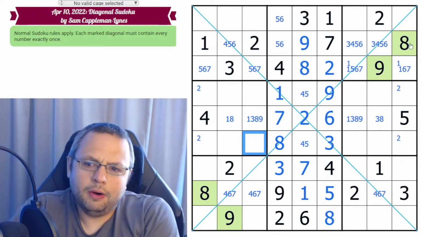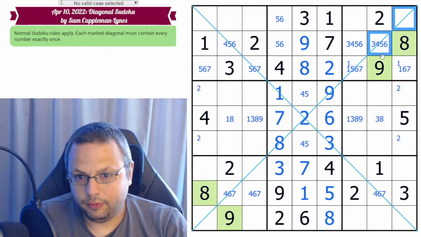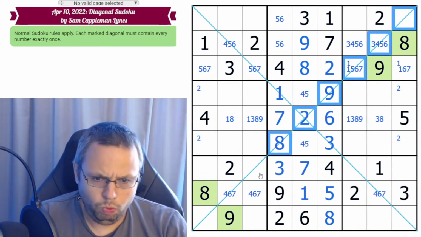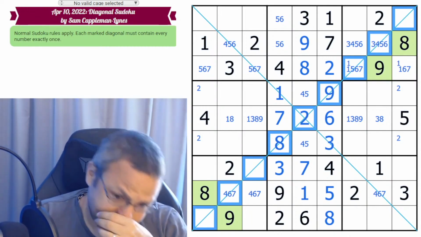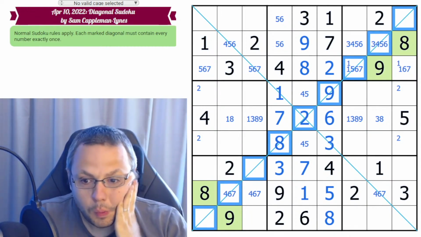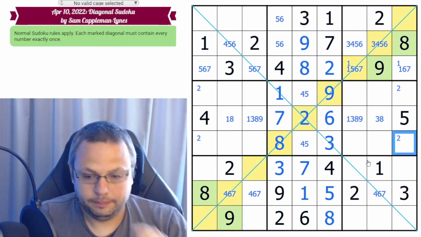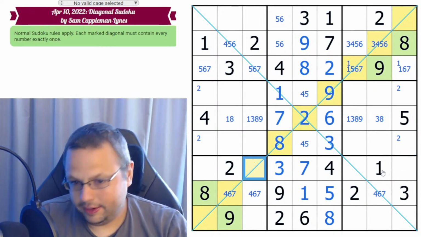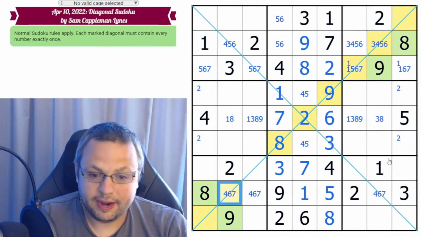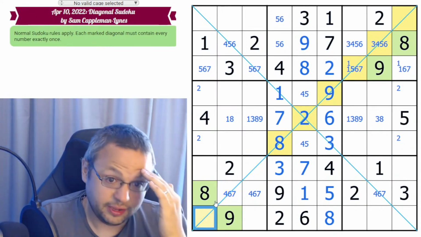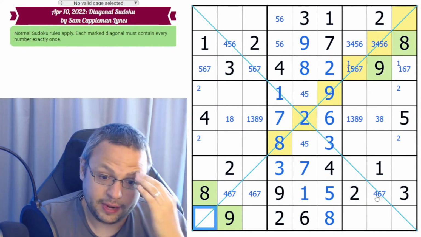Okay, so now I'm going to ask myself the question, where does 1 go on this diagonal? So one of these cells has to be a 1. Which one is it? Well, it's not that one, because that one sees a 1 in the row. It's not that one, because I've already pencil marked that cell's not a 1. It's not this one, because this one sees a 1 in the column.